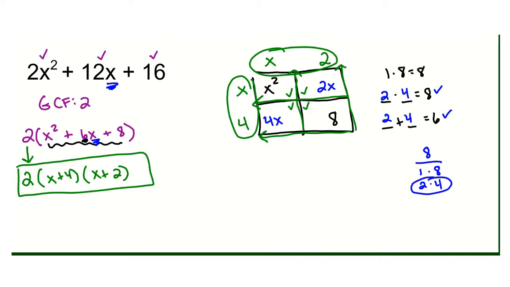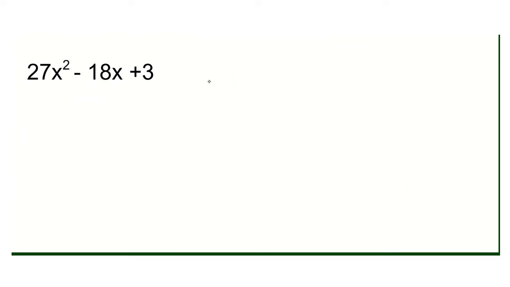Let's try one more. So again, your very first step when factoring is to always look for a greatest common factor. So go ahead and look at this trinomial. I know it's a trinomial because I have 1, 2, 3 terms. And I want you to see if there is a GCF. You should have found that there is a GCF of 3. So when you go to factor out the 3, you'll have 9x squared minus 6x plus 1.